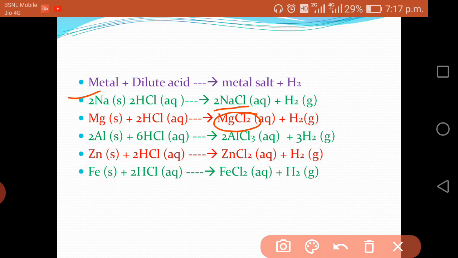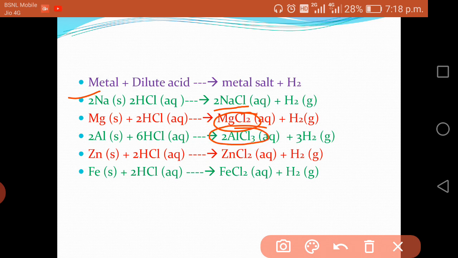With the aluminum, let's see. The aluminum metal first reacts slowly with dilute hydrochloric acid due to the presence of a tough protective covering of aluminum oxide on its surface. But when the thin outer oxide layer gets dissolved in acid, then fresh aluminum metal is exposed, which reacts rapidly with dilute hydrochloric acid. Thus we can see the reaction of aluminum with hydrochloric acid to form aluminum chloride with hydrogen gas.